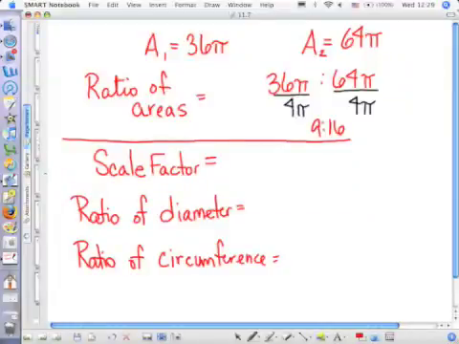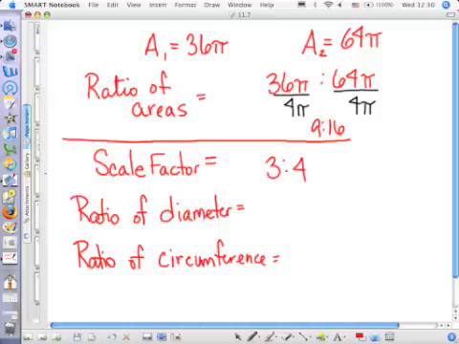Now I just reduced. I didn't take a square root yet. I just reduced. Okay? So this is the ratio of the areas. So how do I get to the scale factor? I take the square root of both of those, which would be this.